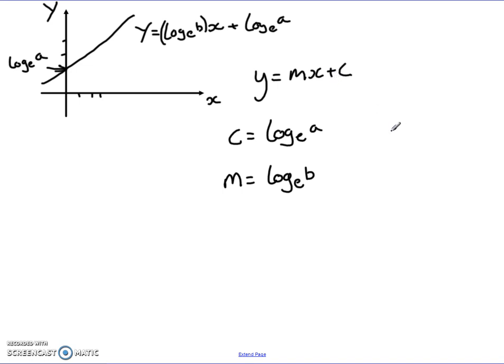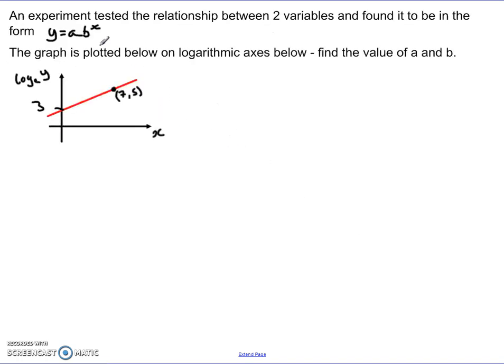Now, there's a lot of information to throw at you and a lot to see with just logs and y's and x's kicking about everywhere. The best way to show it is with an example. So let's imagine I've got an experiment and it's tested the relationship between two variables, and they're found to be in the form that we're looking at, y equals ab to the x. That's the relationship we can get. The graph is plotted below on a logarithmic axis and I want to find a and b.